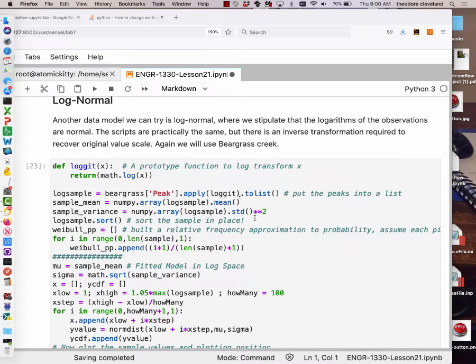Another data model we can try is called log normal. And so we take a normal distribution and we beat it with a log.